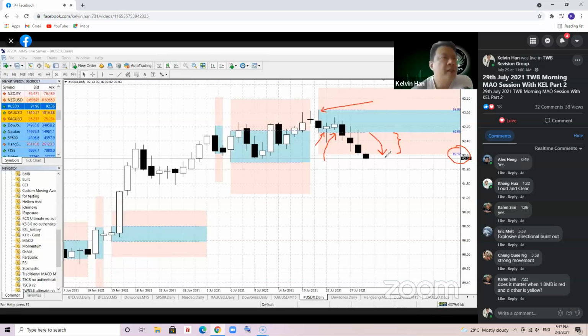Okay, question from Karen. Does it matter whether one BNB is red and the other is yellow? It doesn't matter, Karen. It can be all 3 red or 3 yellow, doesn't matter. It's just that the BNB has to be very near one another. When you say near, there's no actual answer like it must be 1 bar away or 2 bars away. It's between 2 to 3 bars usually. That will be the best. That will give you the consolidation that is actually there. That could be an impactful move later on. You get it, Karen? Okay.